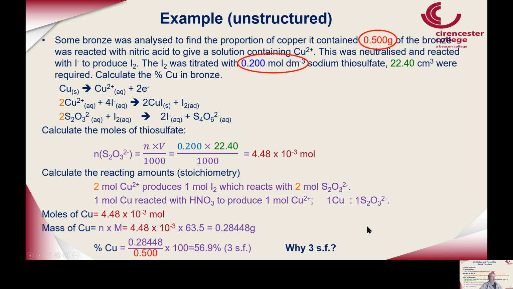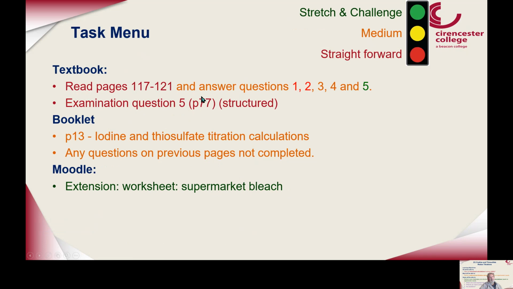And that is basically it. So that's explaining why it's 3SF, even though that is to 4SF, isn't it? But obviously we need to go with the smallest. So that is it, okay?